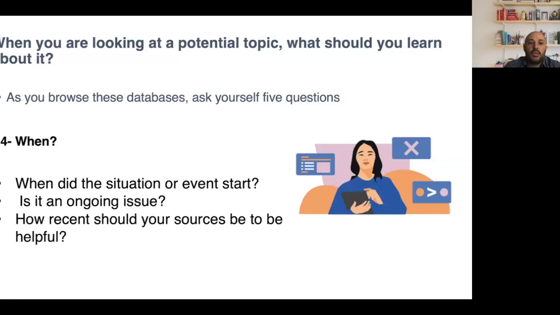But all this also relates to time. When did the situation or event start? Is it still an ongoing issue, or is the time over, expired, and nobody is interested in that topic? For example, if a train accident happened and a lot of contaminants were released to the environment 10 years ago, is it still valid? Are those contaminants persistent or have they already degraded? So this is like an old issue, and you cannot research it.